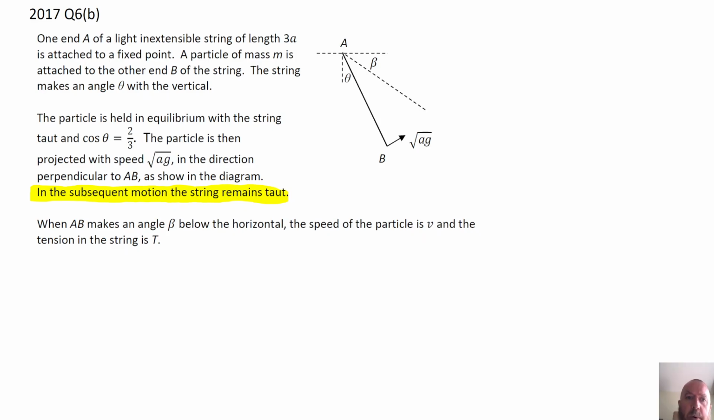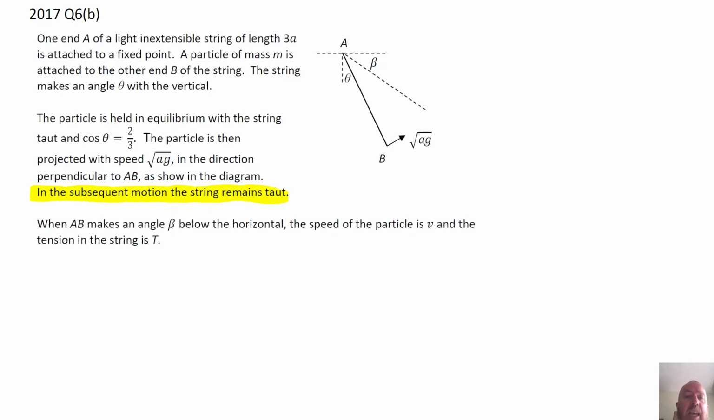In the subsequent motion, the string remains taut. Basically, we always are working in circular motion. There's no free-falling projectile bit anywhere. If the string wasn't taut, it would suddenly be a projectile at whatever angle it was moving when the string went slack. And then when AB makes angle beta to the horizontal, the speed of the particle is v and the tension in the string is T.